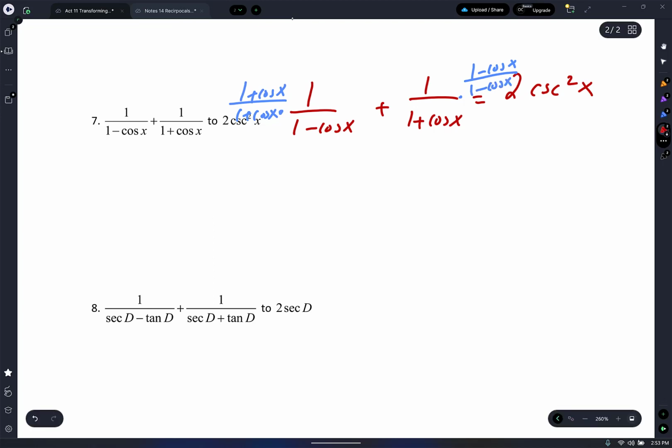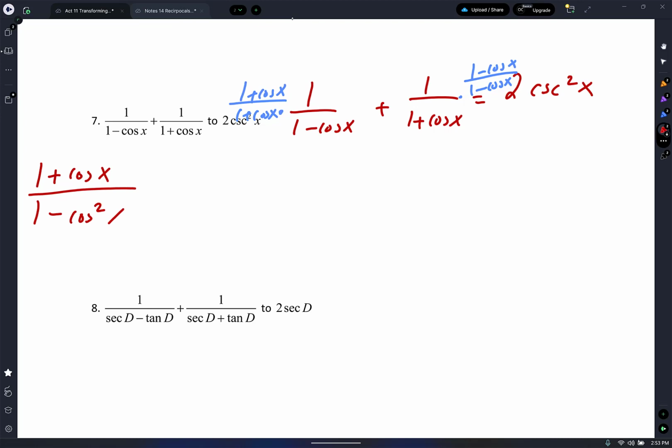And I'll wait for you guys to catch up. When I do that, here's what I'm going to have. I'm going to have 1 plus cosine x. And on the bottom, 1 plus cosine x times 1 minus cosine x, that's like the difference of squares. You're going to have 1 minus cosine squared x. Does that make sense? Plus, that plus is this plus. 1 times 1 minus cosine x is going to be 1 minus cosine x. And on the bottom again, you're going to have 1 minus cosine squared x. So catch up to there. Are we okay so far? Okay.